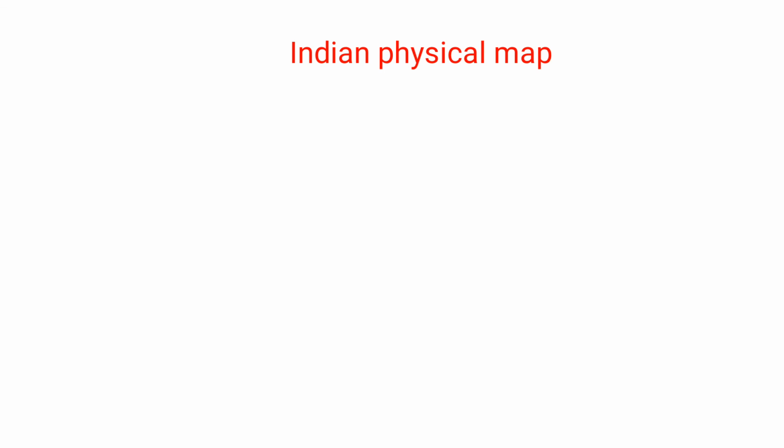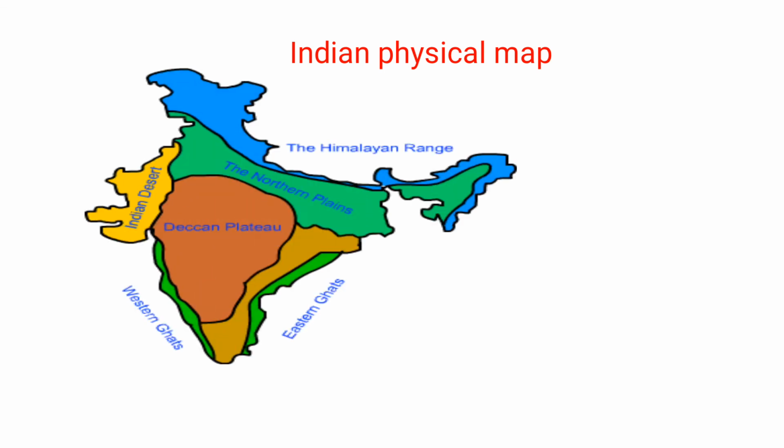Okay. Now this is the Indian physical map. This will give a general clear idea. See, the Himalaya ranges are in the north, the Indian desert, Western Ghats, northern plains, Eastern Ghats, and the Deccan Plateau. Okay, in your textbook you can see this in detail, so your idea will be clear.